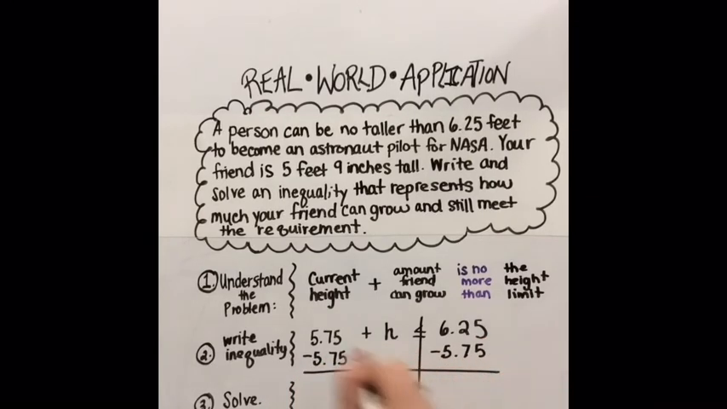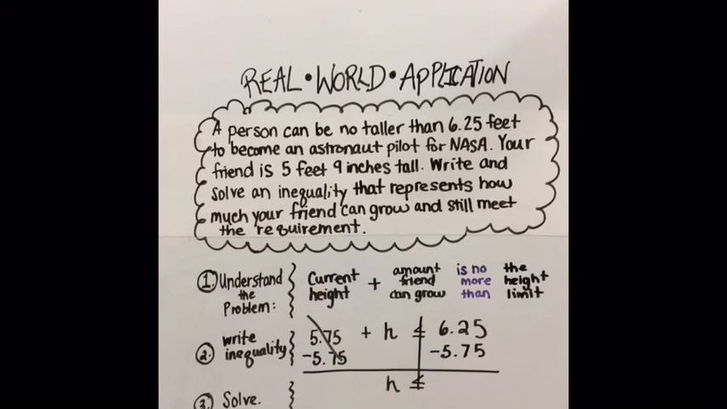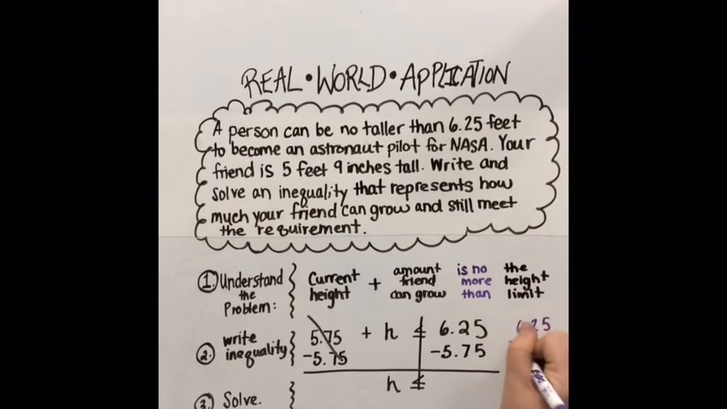On our left side, the two values cancel out, only leaving us with h is less than or equal to. Now, if you can't do this mentally, then you go to the side and you do your calculations out, making sure to be organized and really making sure we're not losing a decimal or rewriting a problem incorrectly. Once we subtract, we know we're left with 0.5 or 1/2 of a foot. So we know that your friend can grow no more than 1/2 a foot in order to meet that requirement.